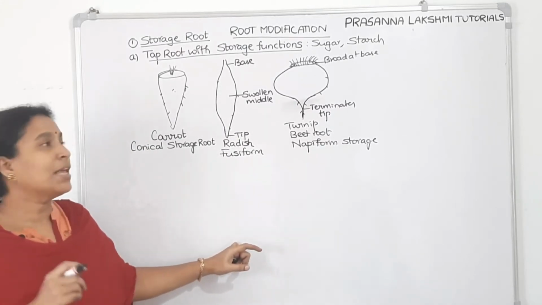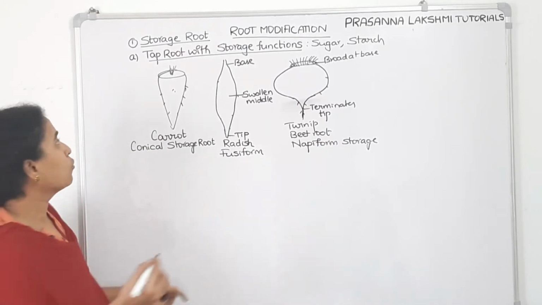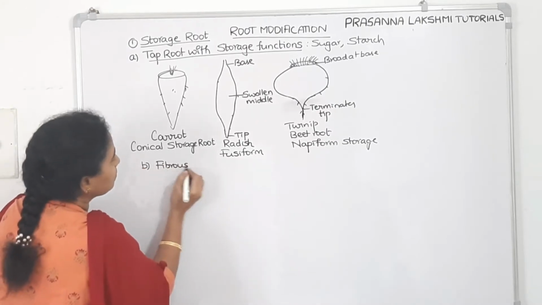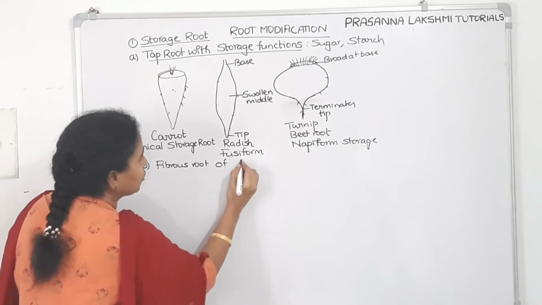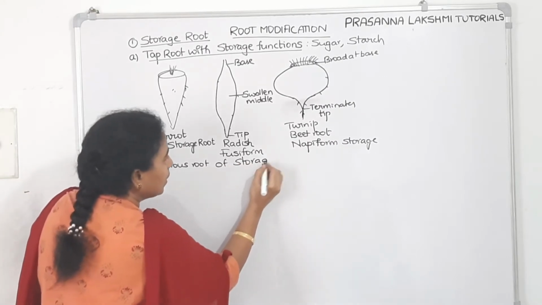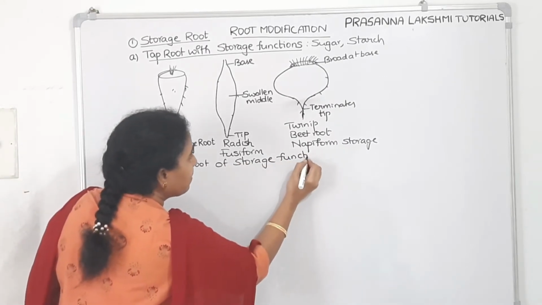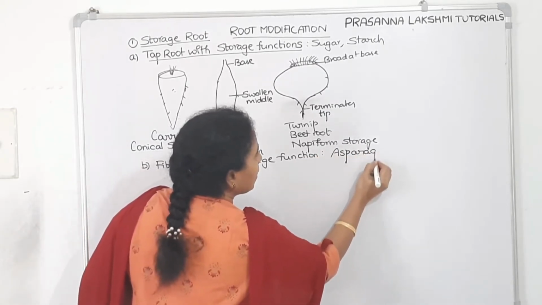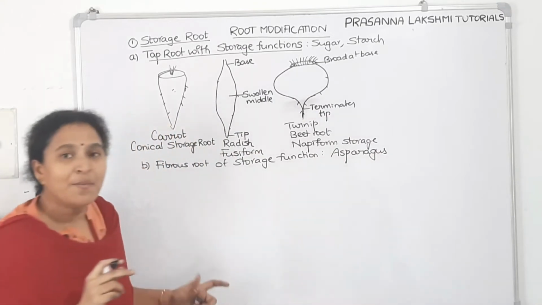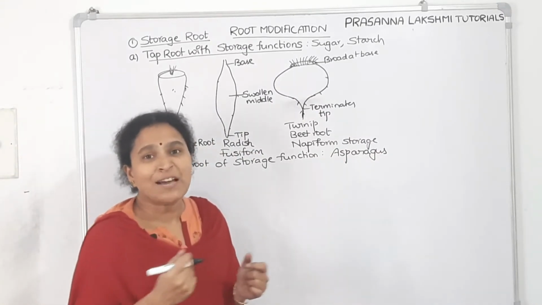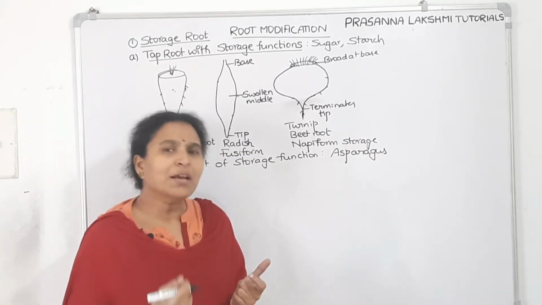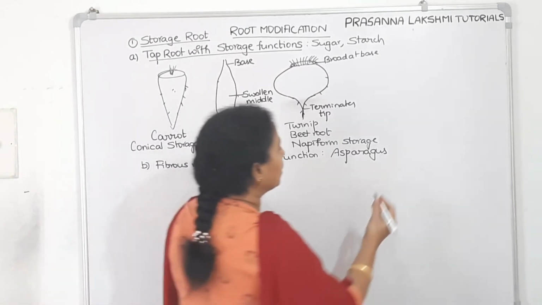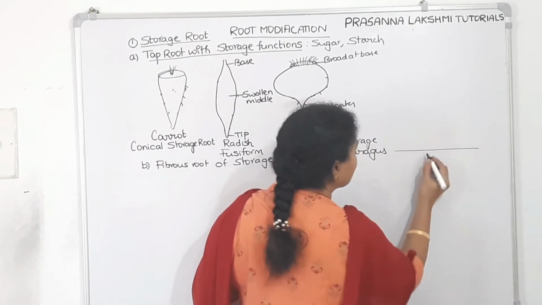Now if we have to see fibrous roots which can store the food, we have to take the example of asparagus. In asparagus, fibrous roots will be there. Fibrous roots means tuft of roots, bunch of roots. All the bunch of roots will store the food materials. So how does it appear? In NCERT they have given the picture of asparagus.